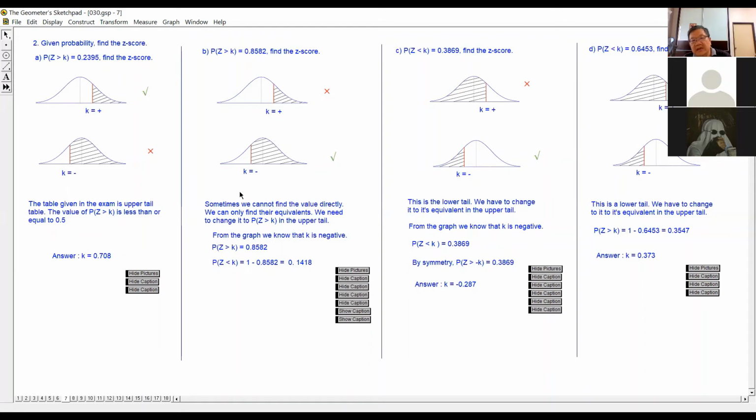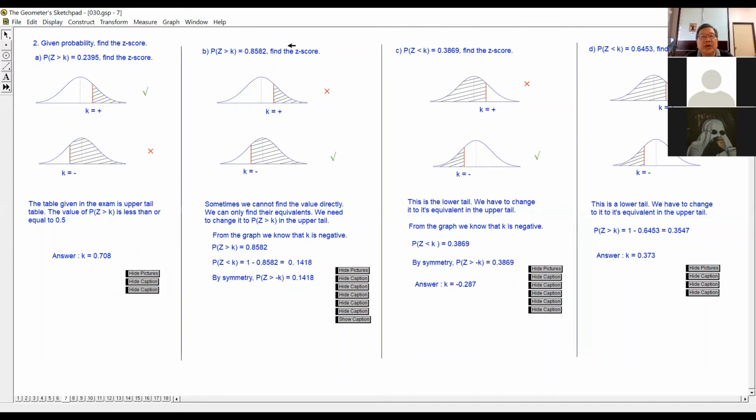And then the problem is the table only shows us the upper tail. They never show us the lower tail. This one, less than k, is the lower tail. So they didn't show the lower tail. How can I find it? Okay, one more. By symmetry, the probability greater than negative k is also 0.1418.